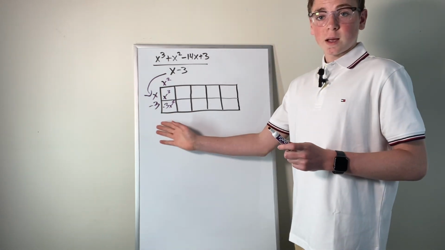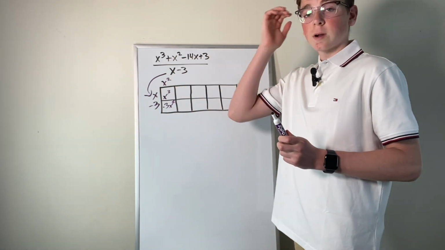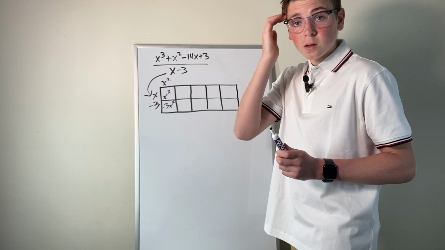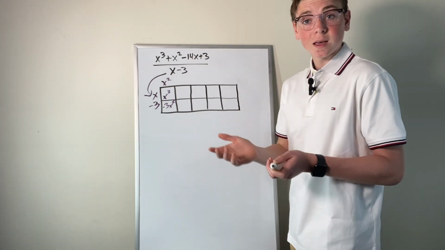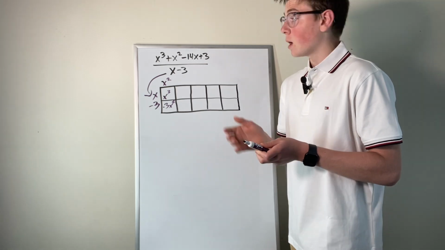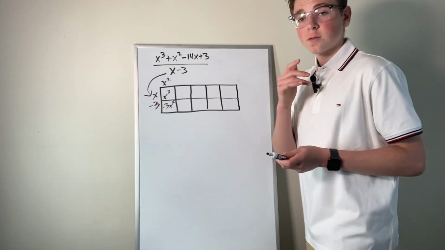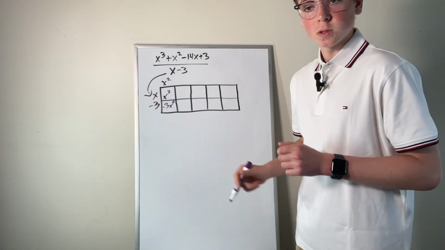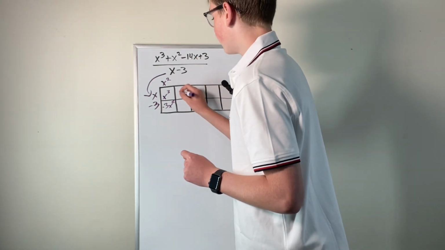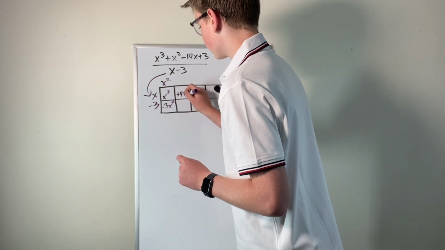Now we have our negative 3x squared, and then we have x squared. What can we add to negative 3x squared to turn it into x squared? So negative 3x squared plus 4x squared will make it equal to x squared. So in this box, we put a 4x squared.